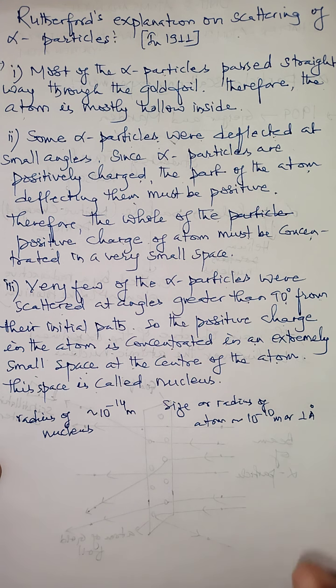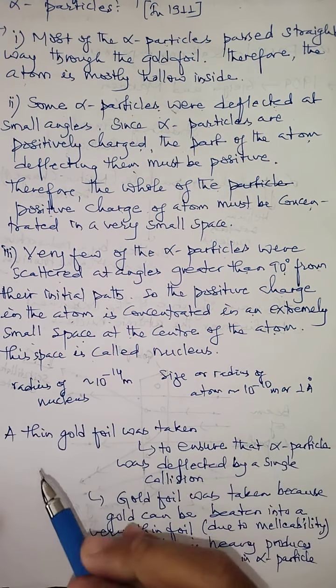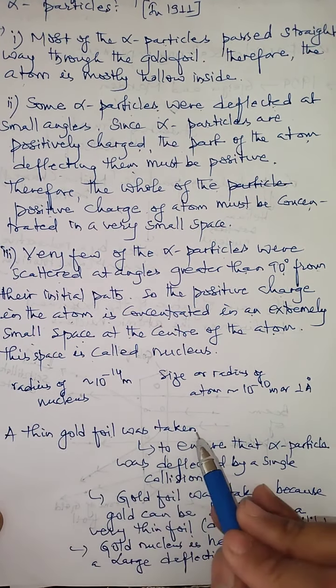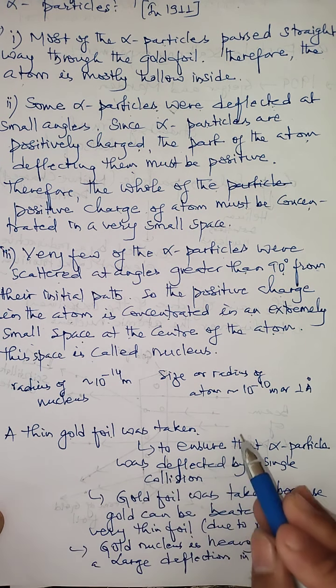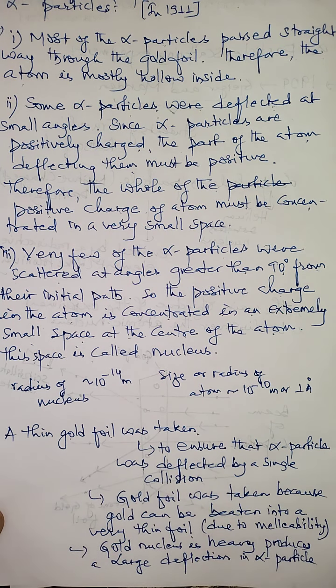Now the reason is that, and why must the gold be thin, and it must be in the form of a foil. Foil means a very thin sheet. So a thin gold foil was taken in this experiment, called the alpha particle scattering experiment, due to a number of reasons. And children, this topic is important for examination. Some reasoning question may ask, why not other metals?